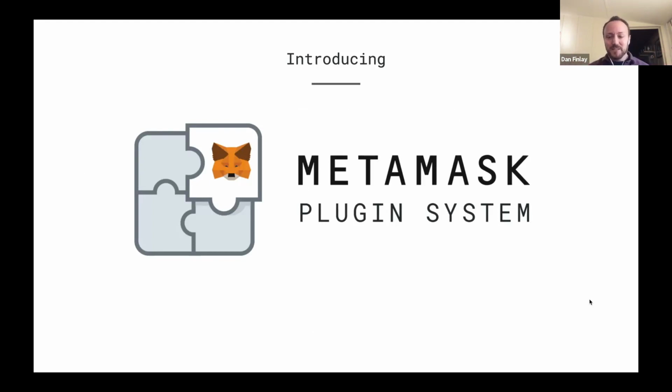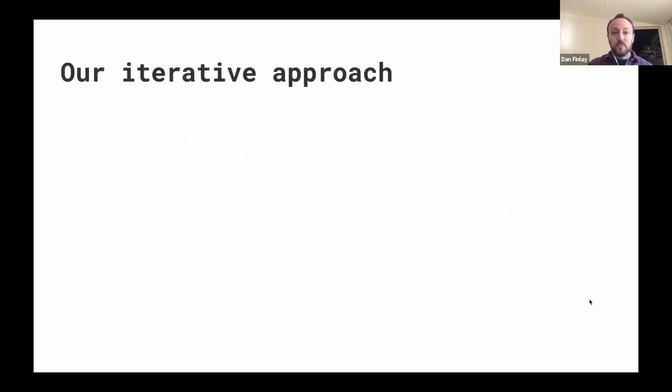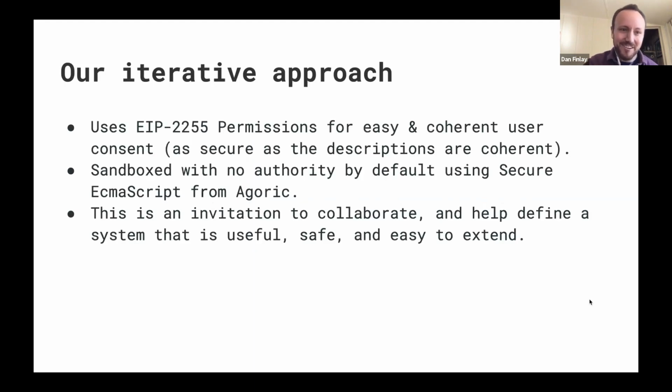The MetaMask plugin system is a way to extend MetaMask from the dApp. It's a way of adding a script to the user's wallet that is able to enhance their crypto experience in a variety of ways. So we've taken an iterative approach. First of all, oh, this slide isn't quite working. Oh, there we go. It uses that same permission system that I talked about before.